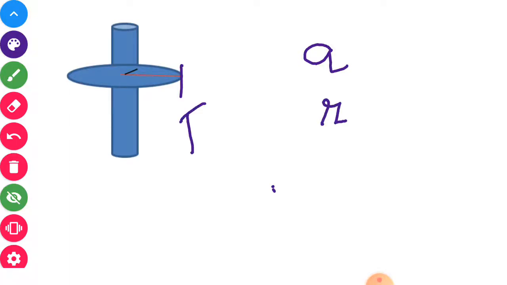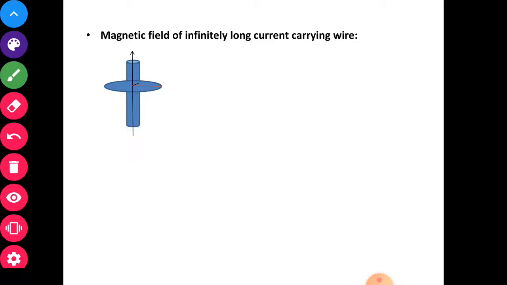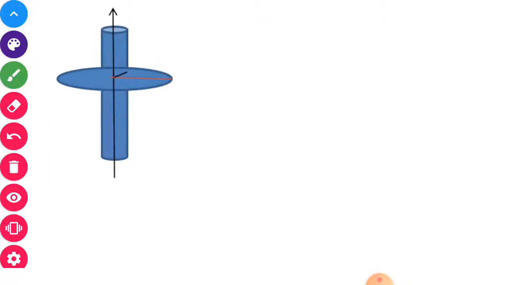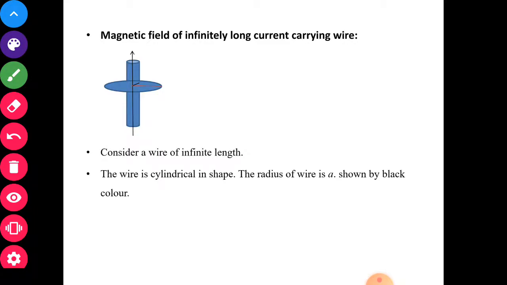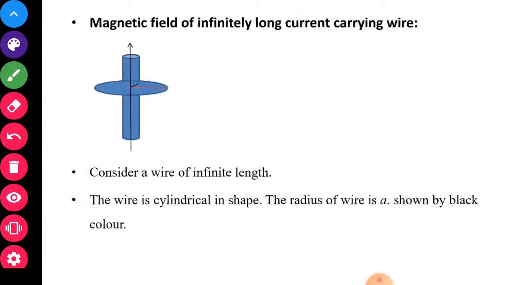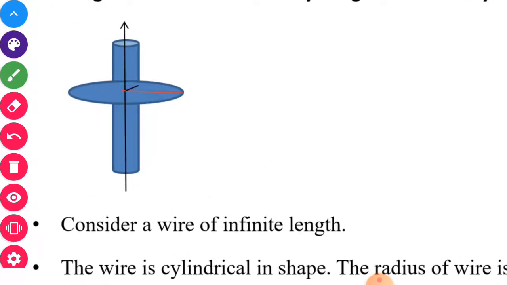This is the point where we want to find out the magnetic field. And next is the axis of this wire. You can see this axis is passing through the center of the wire. Now consider a wire of infinite length. This is an infinitely long current carrying conductor. The wire is cylindrical in shape, that you can understand. The radius of the wire is A, that is the black colored part which I have shown you. And this orange colored part is the radius of the circular loop, the Amperian loop.